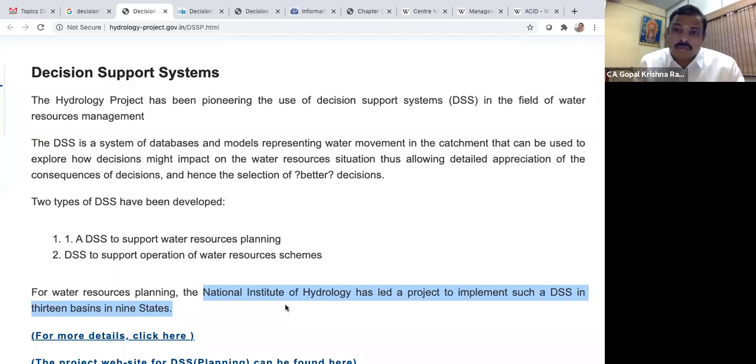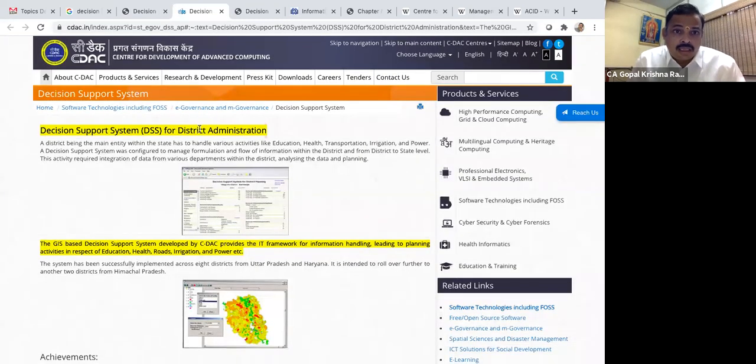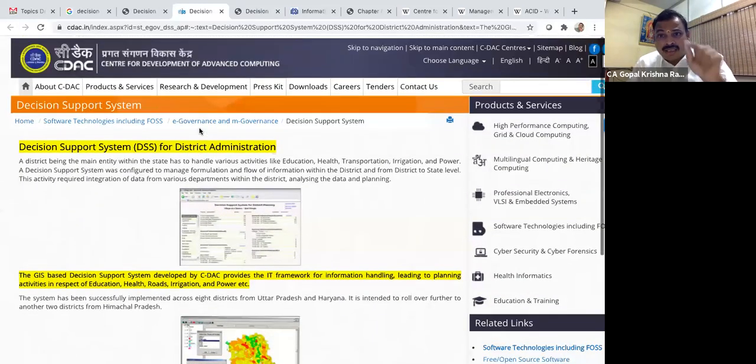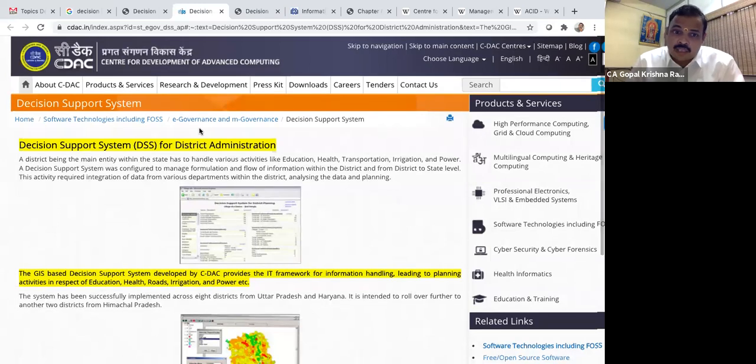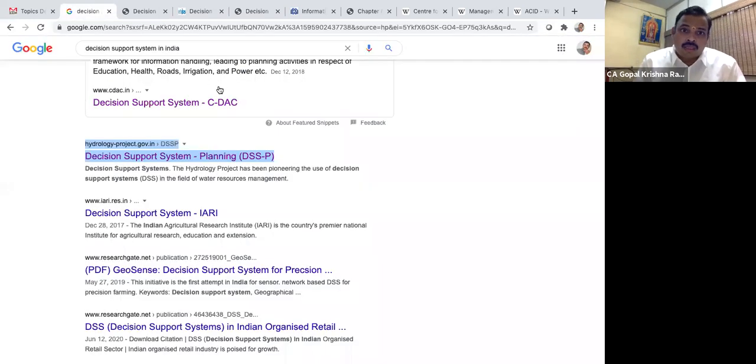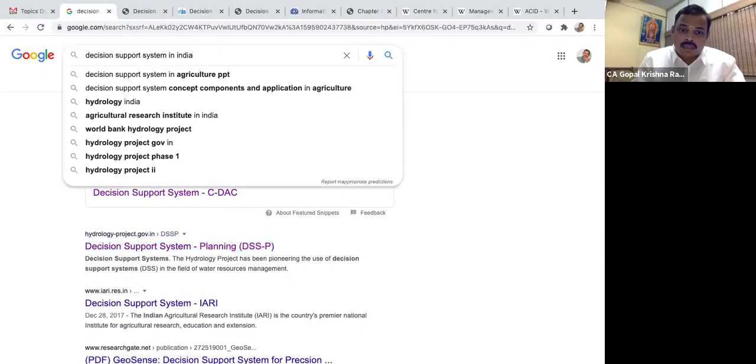And decision support system is not only used in water resources, it is also used in agriculture. I repeat, in agriculture. Please look here, guys. Decision support system for district administration. Look at this: CDAC, Center for Development of Advanced Computing. All these have been happening in our country. And maybe I'll tell you about decision support system in Indian agriculture.